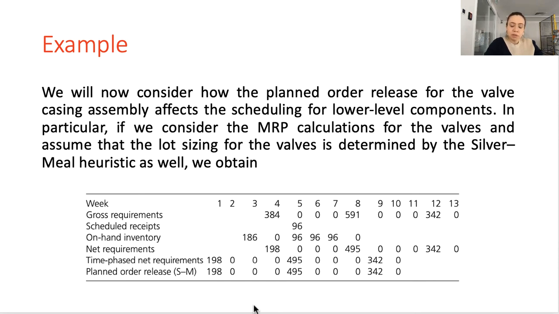Even though we applied the Silver-Meal methodology in the second level, we obtain the solution that we obtain with the lot-for-lot methodology.